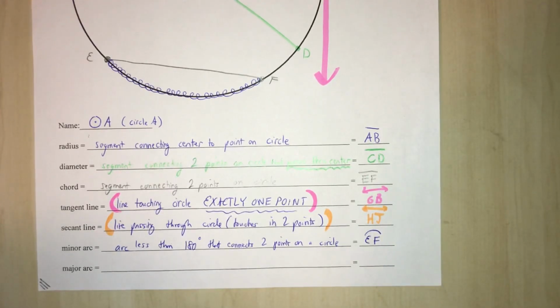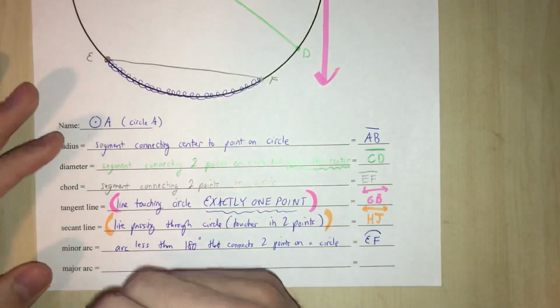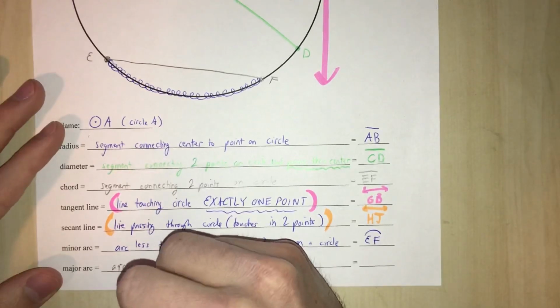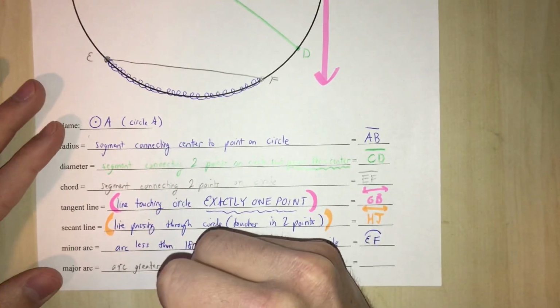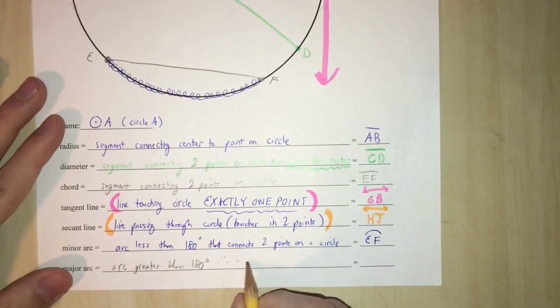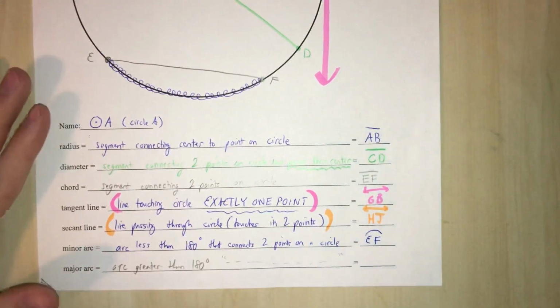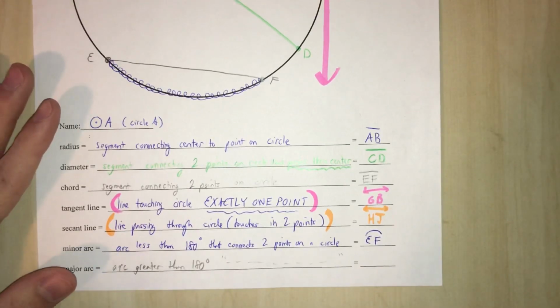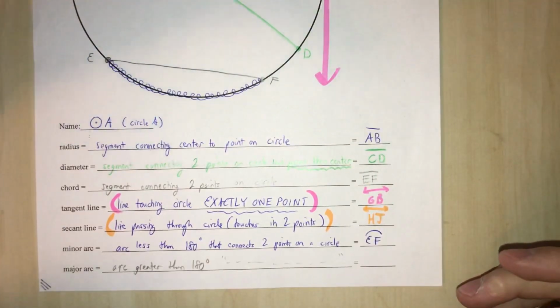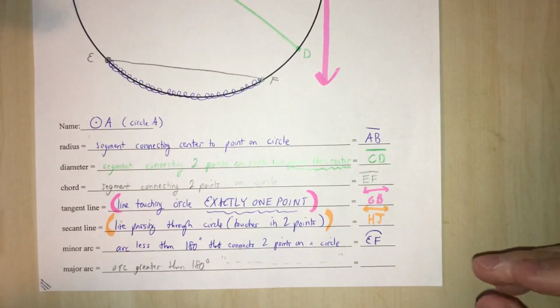Okay, last but not least, major arc. So obviously, this is greater than 180 degrees. An arc greater than 180 degrees, and it does connect 2 points on a circle, but I'm going to save you 10 seconds of writing. And again, the major arc is big. This is a big boy. This is bigger than 180 degrees.